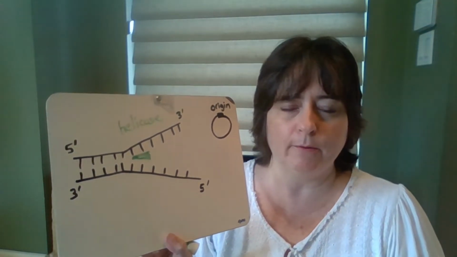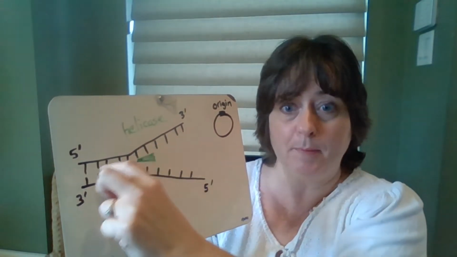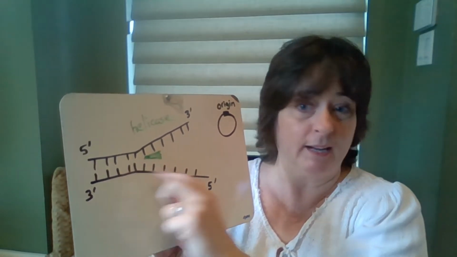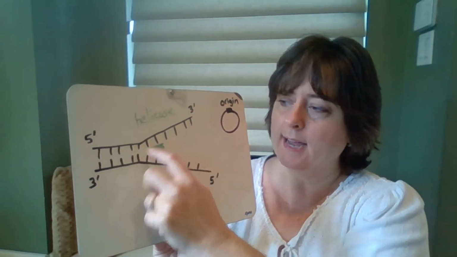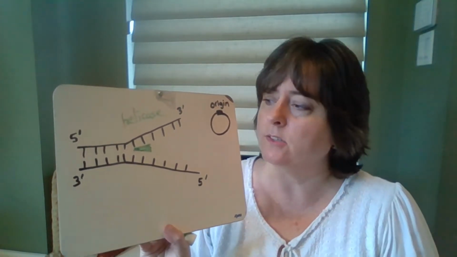A lot of times you'll hear that referred to as unzipping, because it kind of does look like a zipper, right? And you're unzipping this by breaking these individual hydrogen bonds, which are easy to break one at a time, and then these two strands are now separate. All right, helicase, so that happens first.